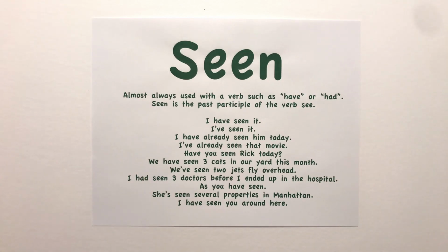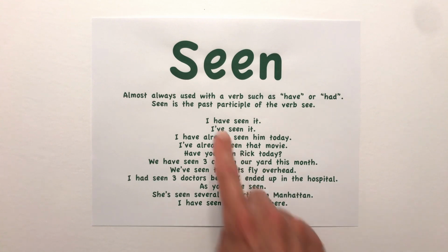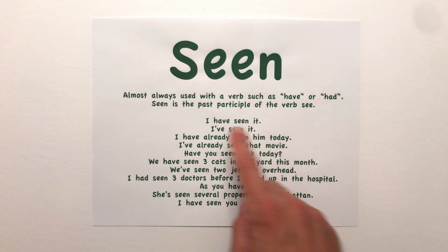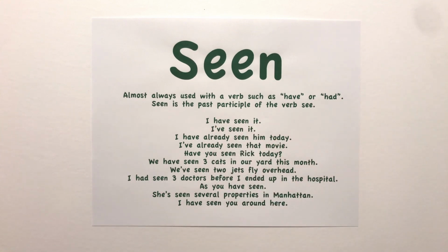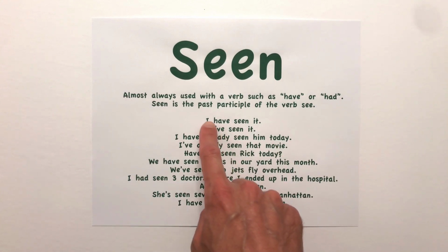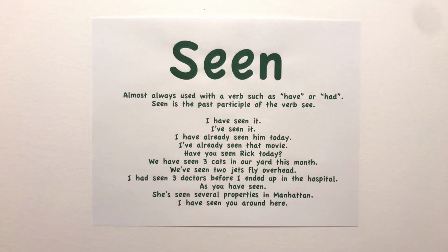Almost always, the word seen is used with a verb such as have, or had, or the short forms, because seen is the past participle of the verb see. For example, you could say, instead of I seen it, I have seen it. Or the short form of have being I've. Instead of I have, I've seen it. Or for example, you could say, I have already seen him today. Or I've already seen that movie.